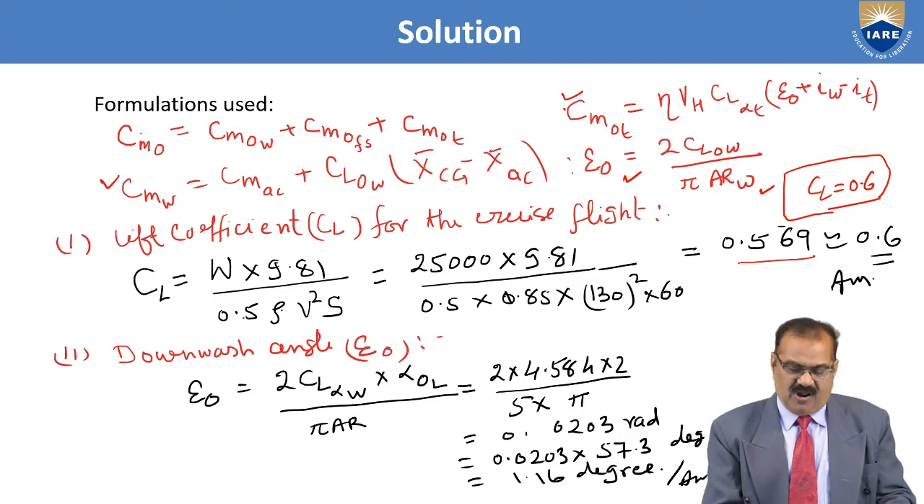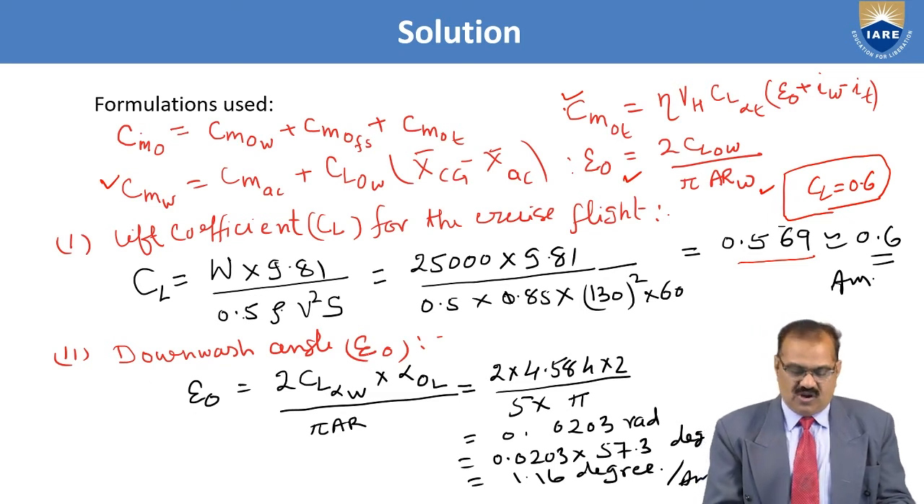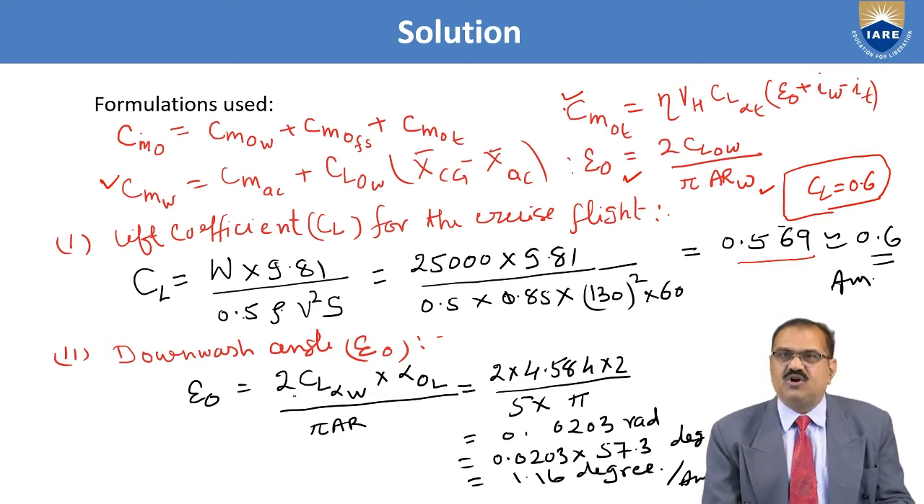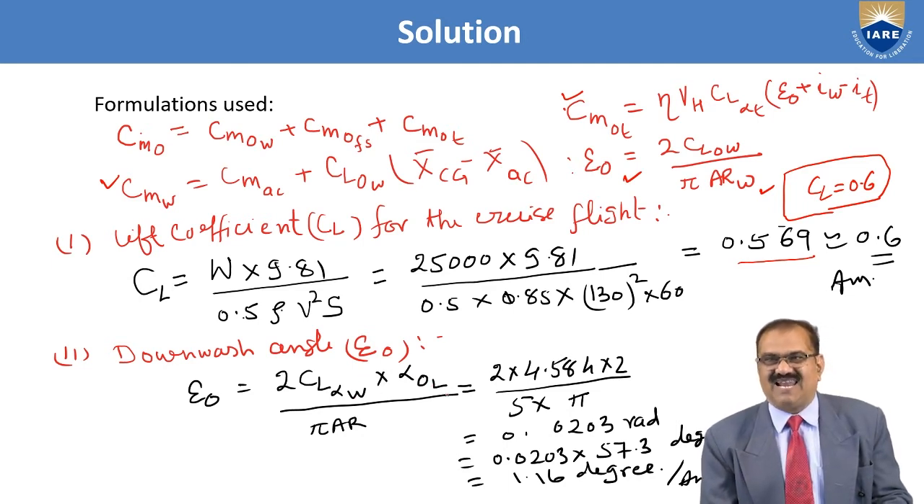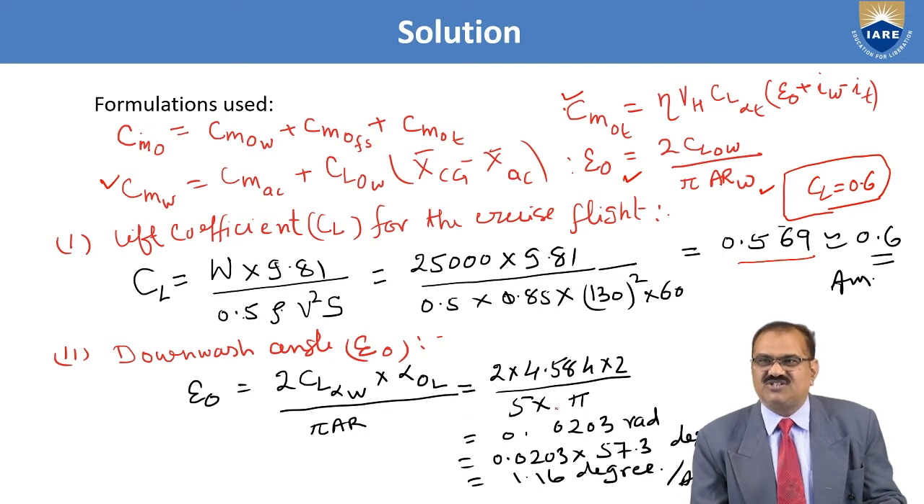Now the second problem is we have to find out the downwash angle epsilon naught. So epsilon naught is equal to 2 CL alpha W into alpha naught L divided by pi times aspect ratio. So here, 2 into 4.584 into alpha naught, which is given as 2 degrees, divided by 5 aspect ratio into pi.